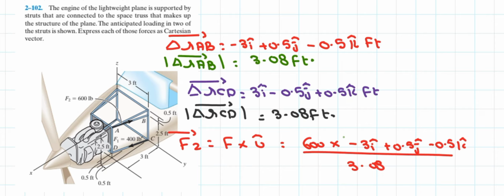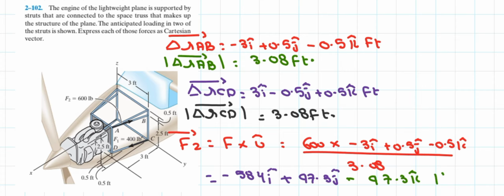So multiply 600 to the individual unit vectors present here. So it will become 600 into negative 3i divided by 3.08, so you will get negative 584i. Similarly, 600 with positive 0.5 divided by 3.08, so you will get positive 97.3 j cap. And lastly, 600 into negative 0.5 divided by 3.08, so you will get negative 97.3 k cap pound. This is basically the Cartesian form or the vectorial form of F2.